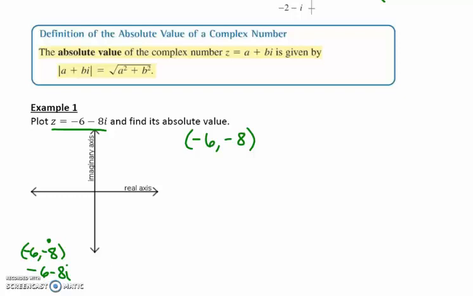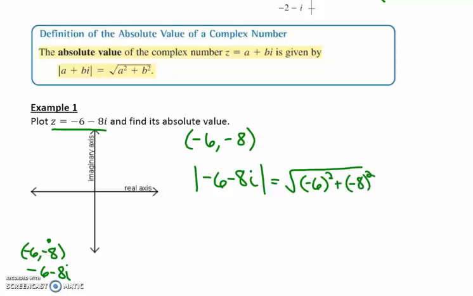Now we want to find its absolute value. And if we look just above, we know that the absolute value of -6 minus 8i is equal to the square root of -6 squared plus -8 squared. And so -6 squared is 36, -8 quantity squared is 64. Add those together, you get 100. So the absolute value is 10.